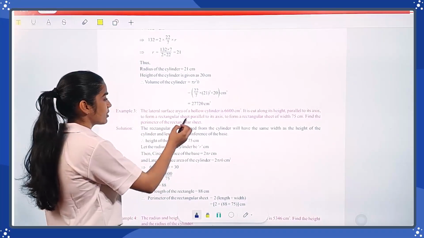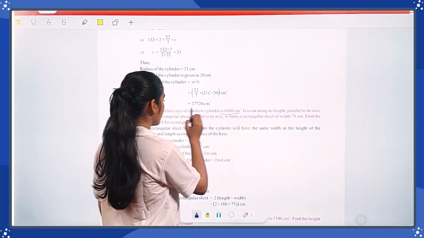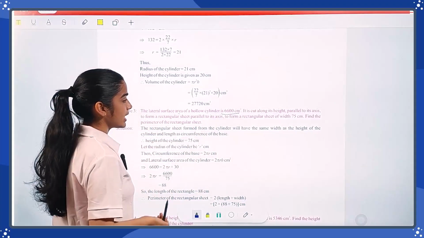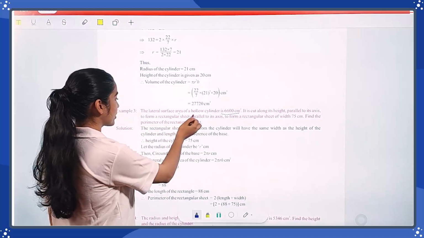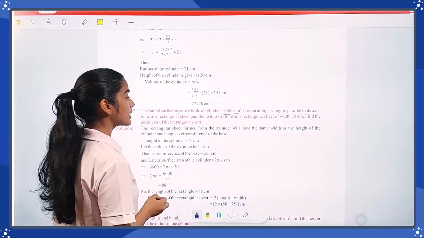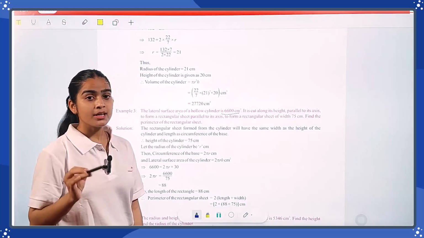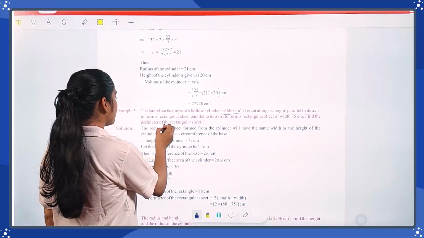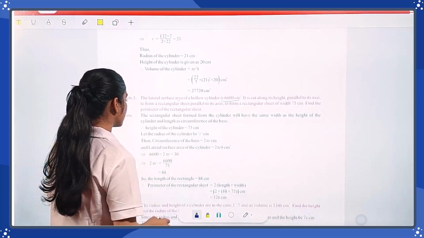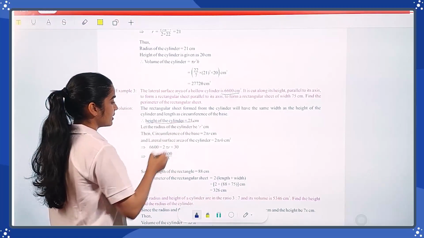The lateral surface area of the hollow cylinder is this. It is cut along its height, parallel to its axis, to form a rectangular sheet of width 75 centimeter. Find the perimeter of the rectangular sheet. So this is the height of the cylinder, 75 centimeter.